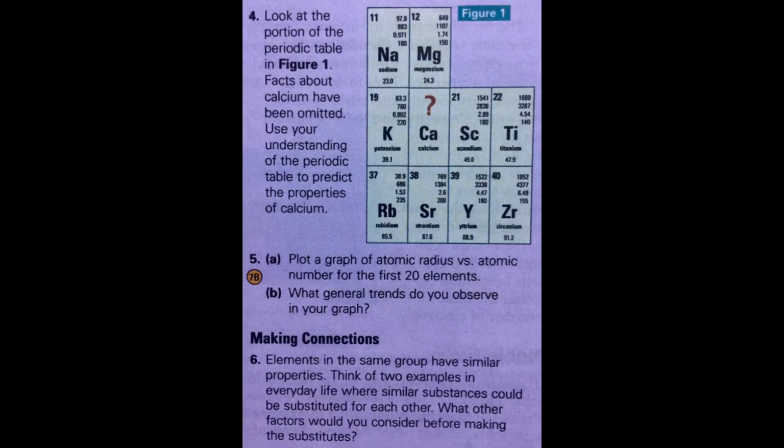4. Look at the portion of the periodic table in Figure 1. Facts about calcium have been omitted. Use your understanding of the periodic table to predict the properties of calcium. Number 5. A. Plot a graph of atomic radius versus atomic number for the first 20 elements. B. What general trends do you observe in your graph?